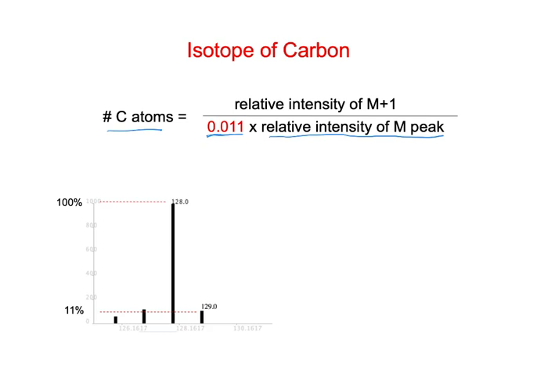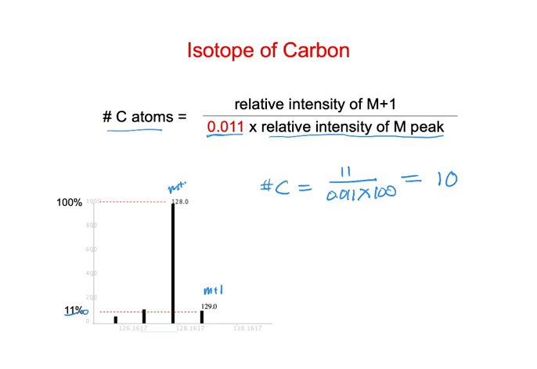So if we have this one here, then the number of carbons equals, I estimated here, this is M plus, this is M plus 1, roughly 11%. So we've got 11 divided by 0.011 times 100% for the main one. And so this comes out to 10 carbons. All right.